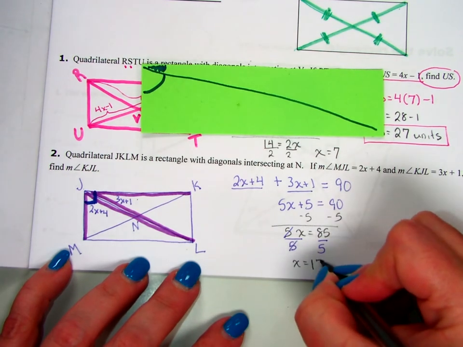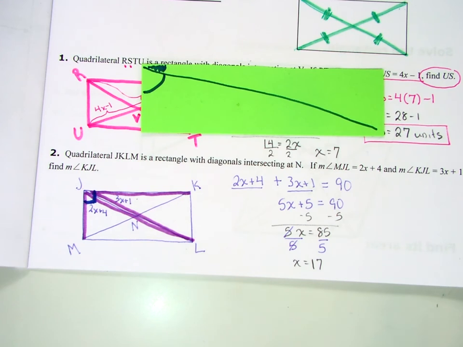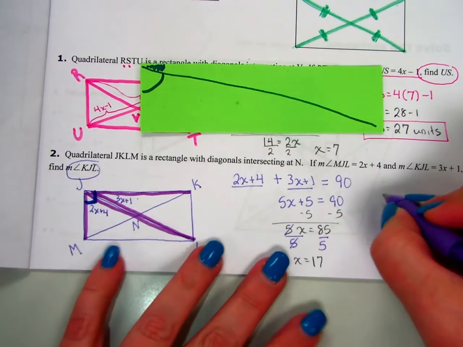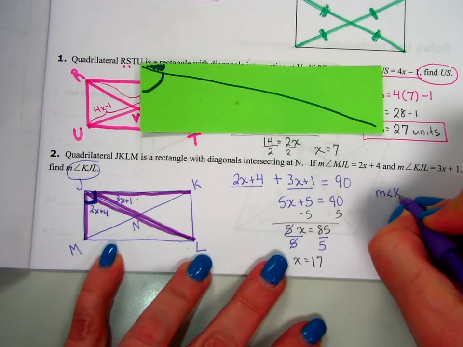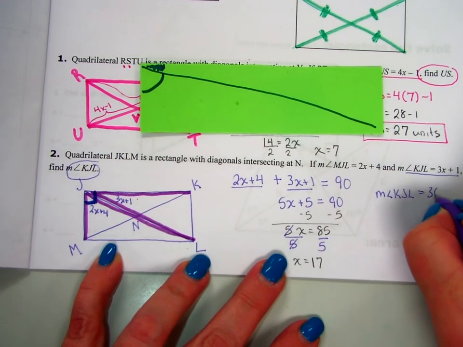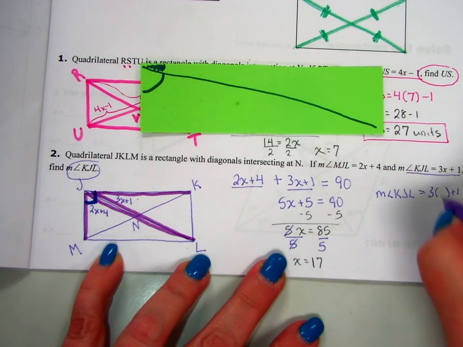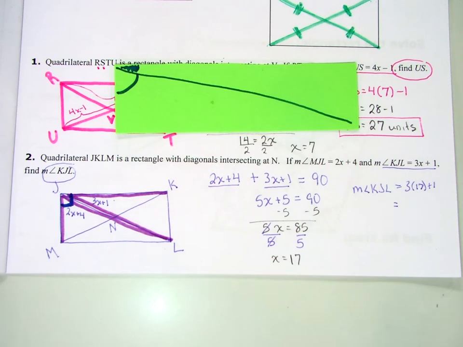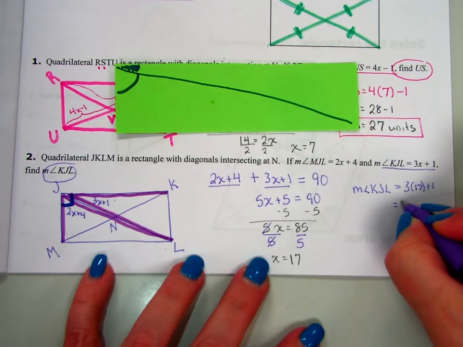17. Okay, so again, that's not my answer, right? Because they're trying to find the measure of angle KJL. The measure of angle KJL is right here, 3x plus 1. X is 17. 3 times 17? 51. Plus 1?